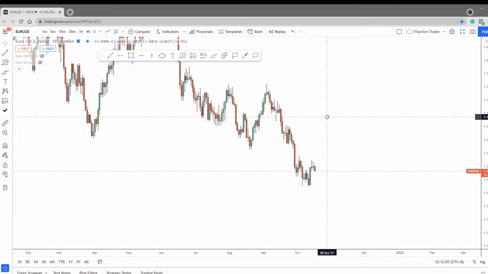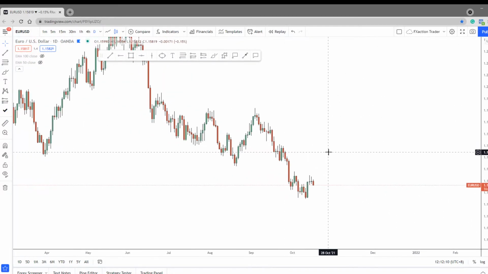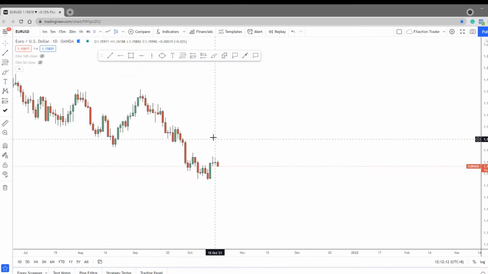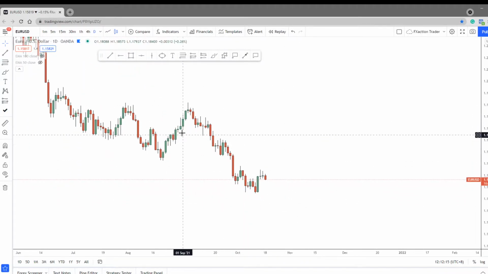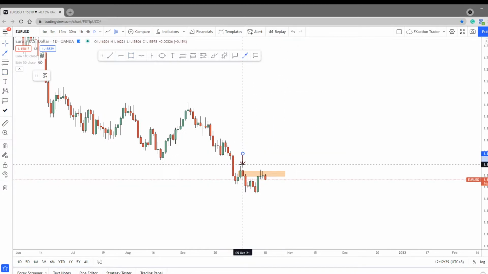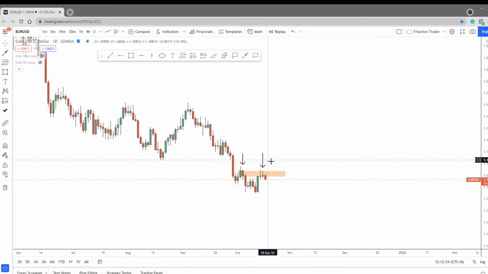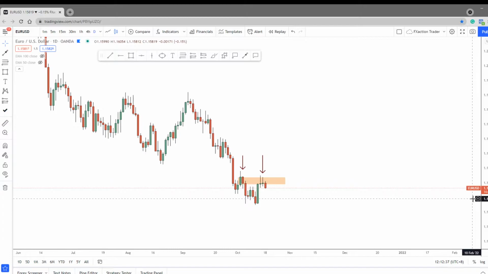By looking at the daily chart, we can obviously tell that the market is still in a very strong bearish trend. Looking at the current market structure, we can see that the market got rejected at the previous lower high at 1.167. Let me highlight this area. We can see there is some rejection happening at this zone, meaning that if the market decided to go up, this zone has to be broken.